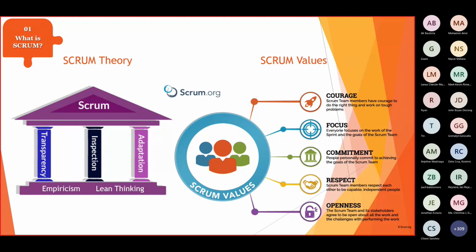So again, the Scrum theory is based on empiricism and lean thinking. The three pillars are transparency, inspection, and adaptation. While we have the Scrum values, which are courage, focus, commitment, respect, and openness. All right, so let's go through the second part of our presentation.